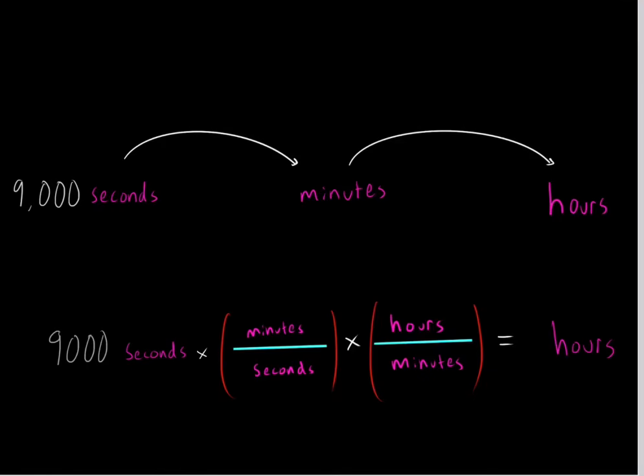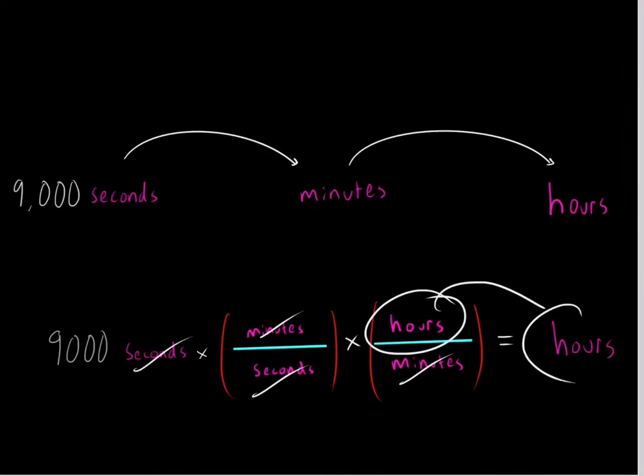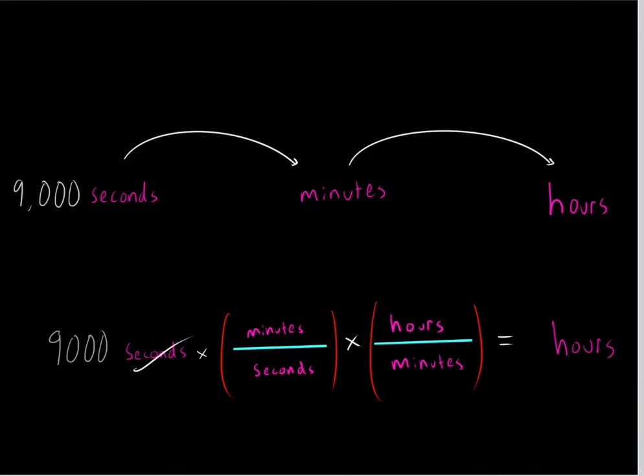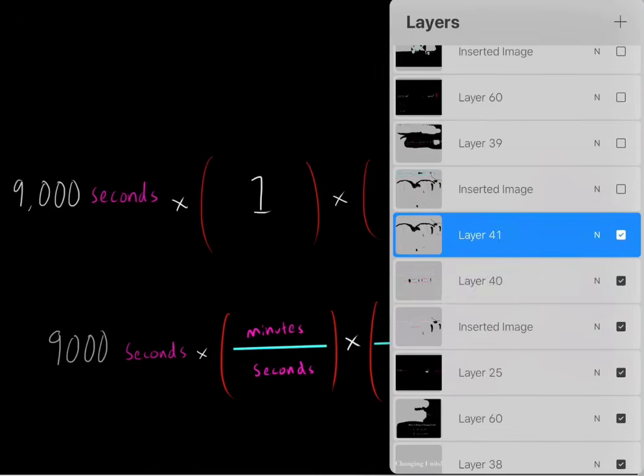So that's the first step. The first step is to set up these conversion factors in a very specific way that allows the units to cancel, and we're left with the units that we want. So that's the first step.